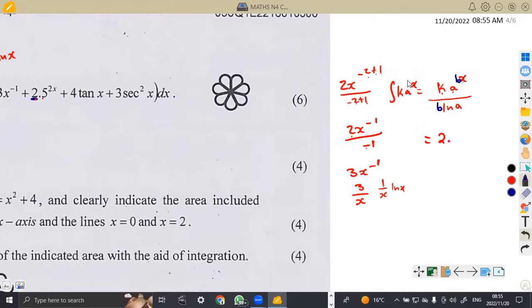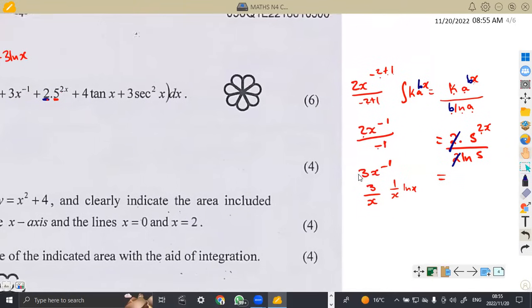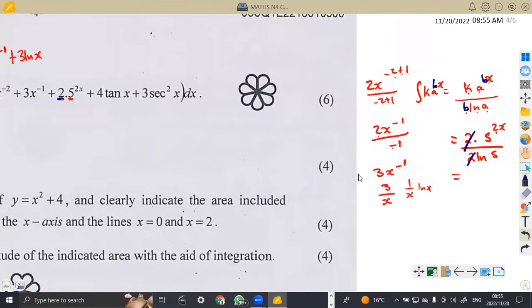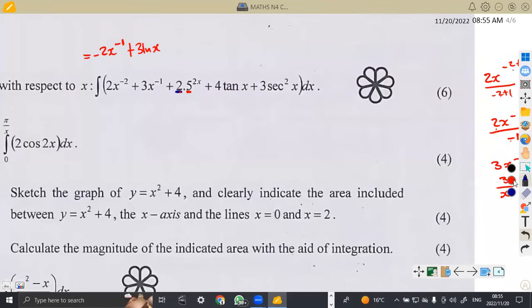So if this is the b here, this was going to be 5 to the exponent of 2x over b ln a. Our b is 2, so it's 2 ln a, which is this 5. So it's 2 ln 5. As you can see, the 2 and the 2 can cancel. So you're going to have 5 to the exponent of 2x over ln 5. That is what we're going to have there. So that was going to be plus 5 to the exponent of 2x over ln 5.